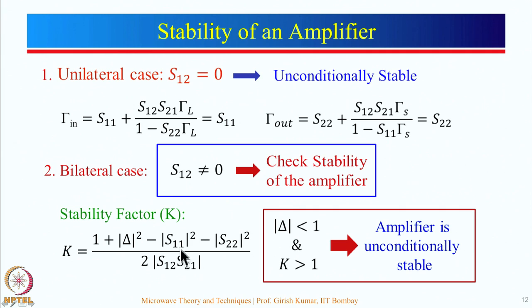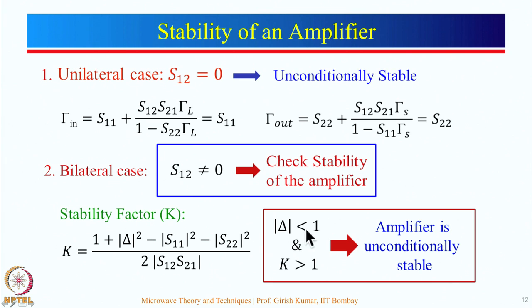So, what are the conditions for the amplifier to be stable? First thing is delta should be less than 1. What is delta? It is the determinant of the S matrix, S11 S22 minus S12 S21. And when delta is less than 1 and K is greater than 1, then the amplifier is unconditionally stable. So, what will happen if delta is greater than 1? I just want to tell you, for the majority of the devices delta will not be greater than 1. For the majority of the devices delta is in general less than 1.